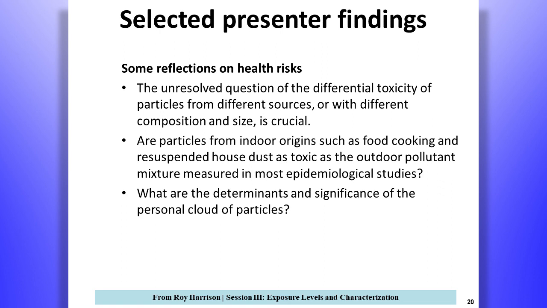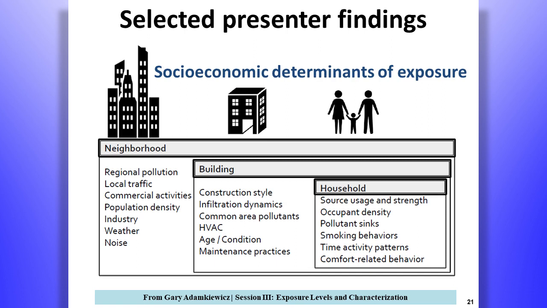The final talk in this session was one by Gary Adamkiewicz, and he spoke about the socioeconomic determinants of exposure. The socioeconomic factors that are associated with poverty are the same ones that tend to result in higher indoor levels of particulate matter, higher exposure, and higher levels of health problems. Professor Adamkiewicz mentioned the sort of nesting of how we need to consider households as they relate to the buildings they are in, and buildings as they relate to the neighborhoods they are in, when we're trying to understand how the differing characteristics that are influenced by socioeconomic status might affect exposures and exposure levels.